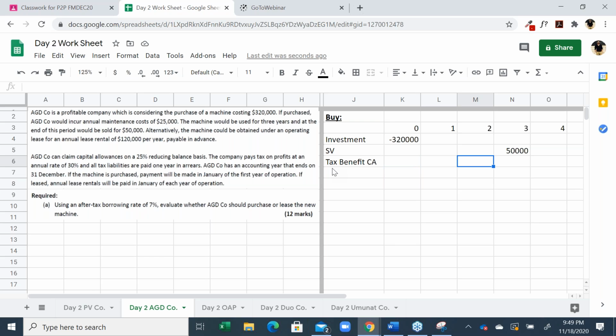What was the cost of the asset? It's 320,000, and the reducing balance basis rate is 25%. We should take 25% of this figure and multiply it with the tax rate, and the tax rate is 30%. We have started from year 2 because the tax is being paid in arrears.